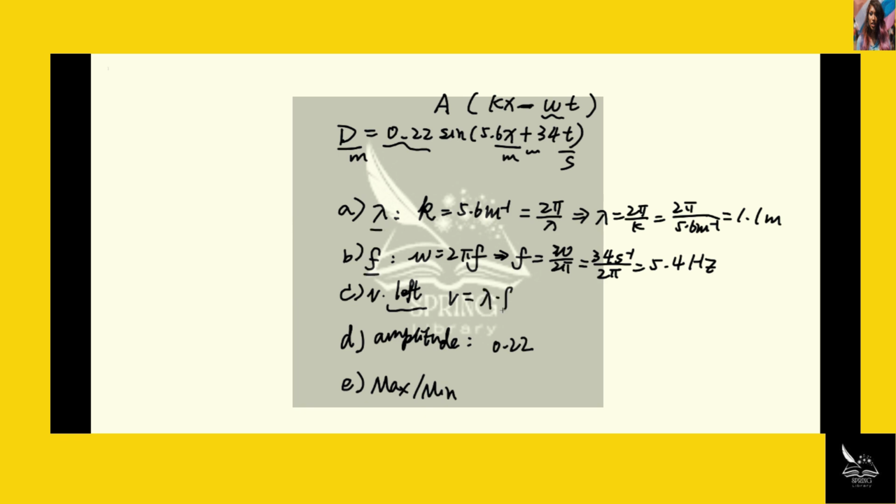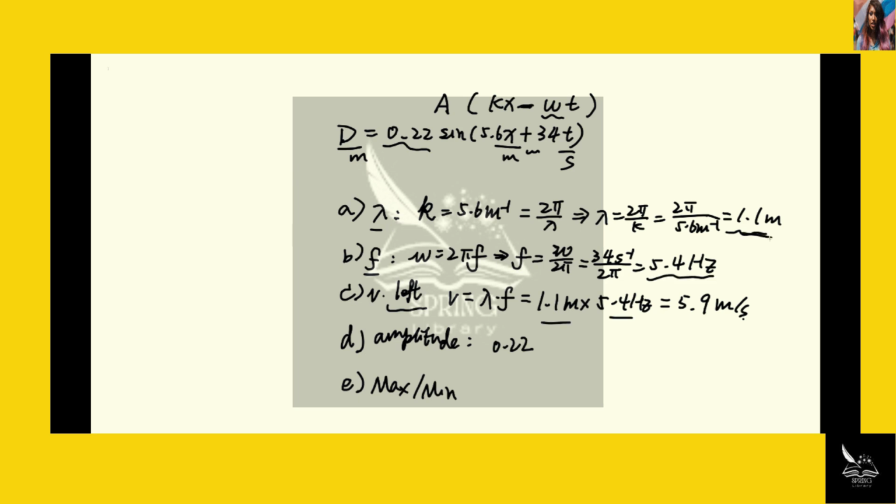And the velocity v, we have lambda and we have f. v is lambda times f. So it is 1.1 meter times 5.4 hertz, which is 5.9 meters per second. Admittedly, I have approximated the previous two answers already, so this might not be the most accurate answer.